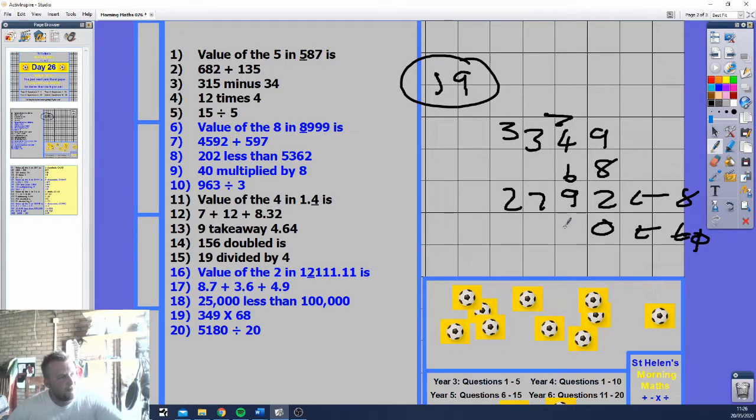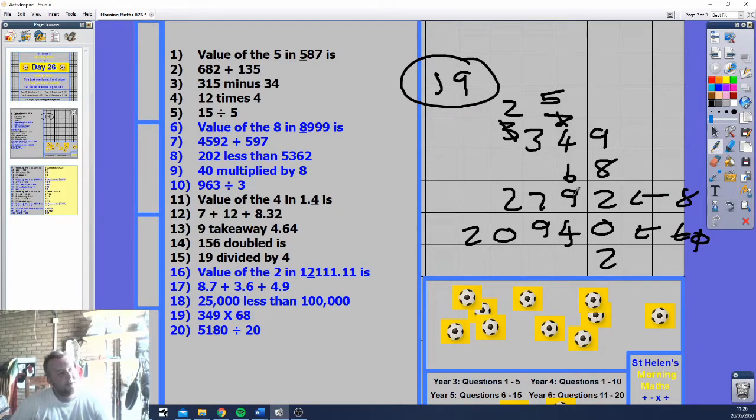6 times 9 is 54. Actually, before I do that, let's get rid of those other numbers that are leftover amounts, because we don't need them. 6 times 9 is 54. That becomes 5 now. 6 times 4 is 24. 24 plus 5 is 29. 6 times 3 is 18. 18 plus 2 is 20. And now all I need to do is add them all up together.